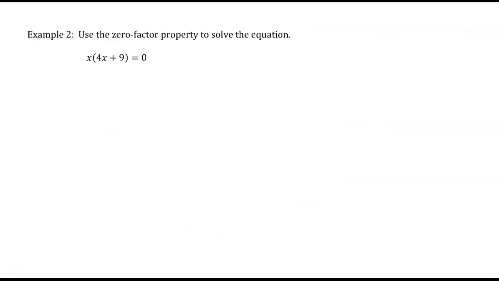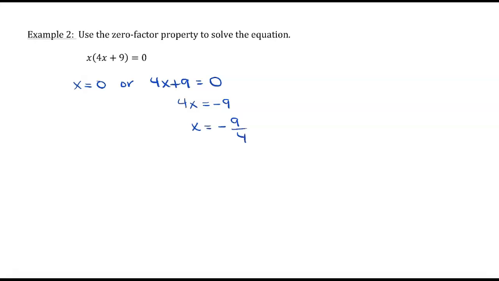In example 2, we will again use the zero factor property to solve the equation. We have two factors, x and 4x plus 9, with a product of 0. That means that either x equals 0 or 4x plus 9 equals 0. Our first equation is already solved for x. The second one, 4x plus 9 equals 0, we can solve as 4x equals negative 9, and dividing both sides by 4, we have that x is equal to negative 9 over 4.